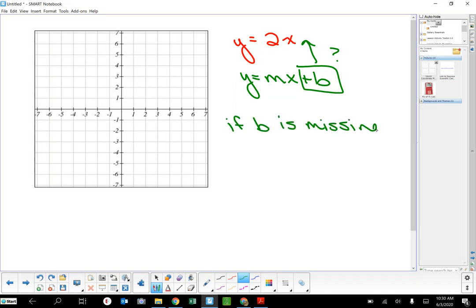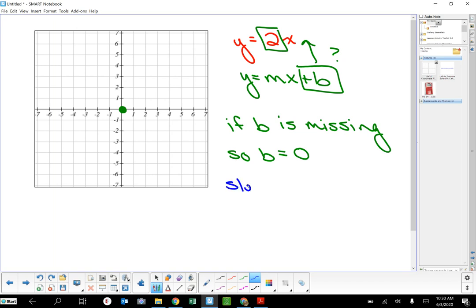Well, that can only mean one thing. The only thing that represents nothing is 0. So b equals 0, and you would put a point right at the origin, and that is where that thing goes.